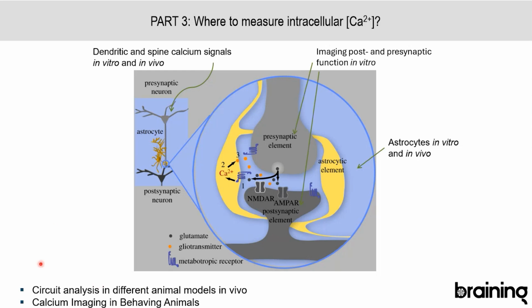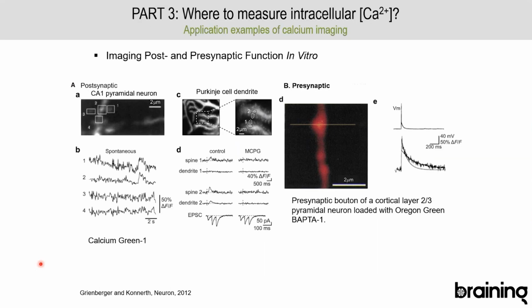Okay, we can do circuit analysis in different animal models in vivo, and we can also do calcium imaging in behaving animals. So we can do completely different things with this technique, and we can go from very tiny processes and specific areas of a neuron or an astrocyte, and we can image not the whole brain, but a specific area of the brain, while the animal is performing a specific task. And I'm just going to give you some examples.